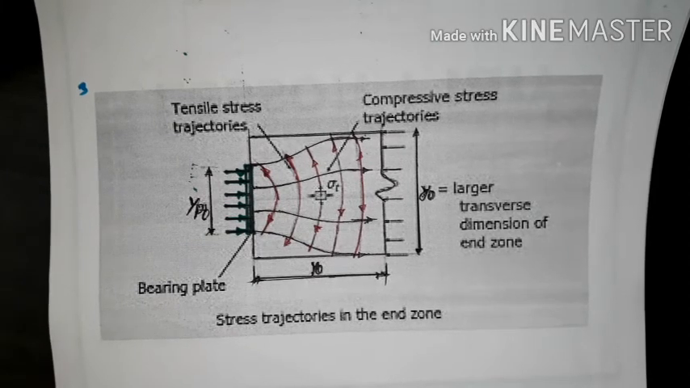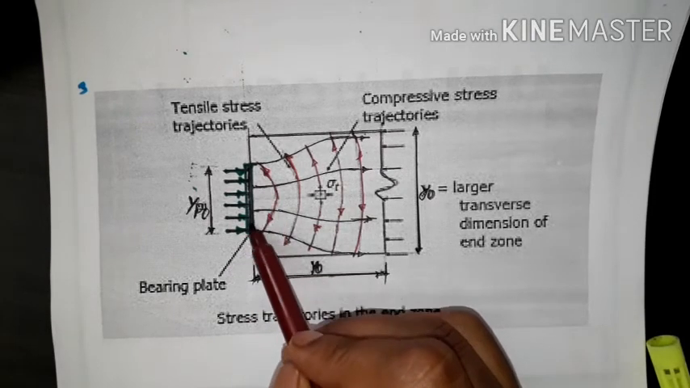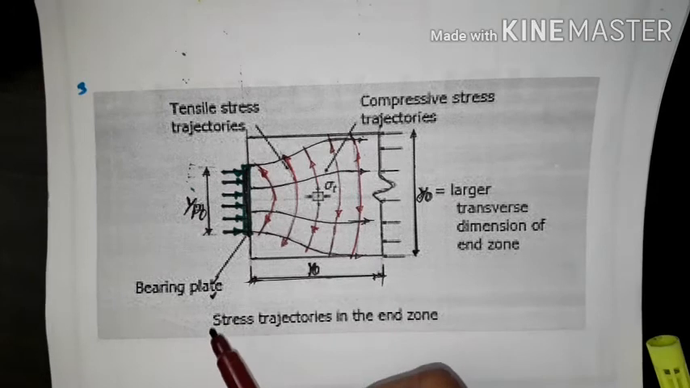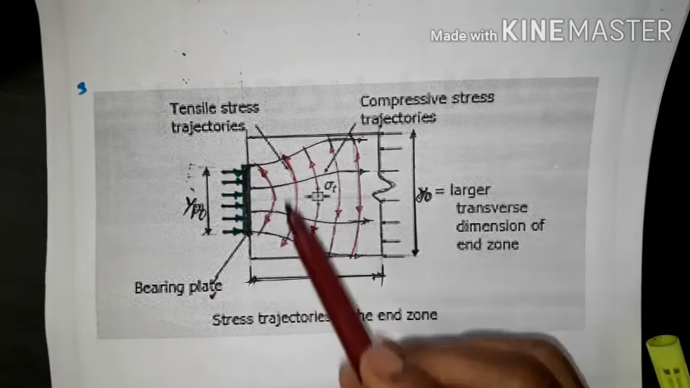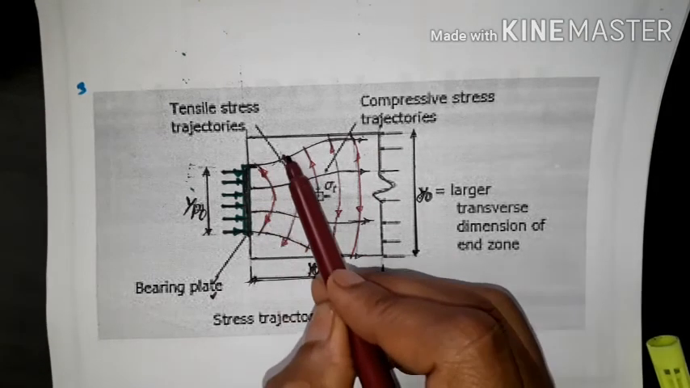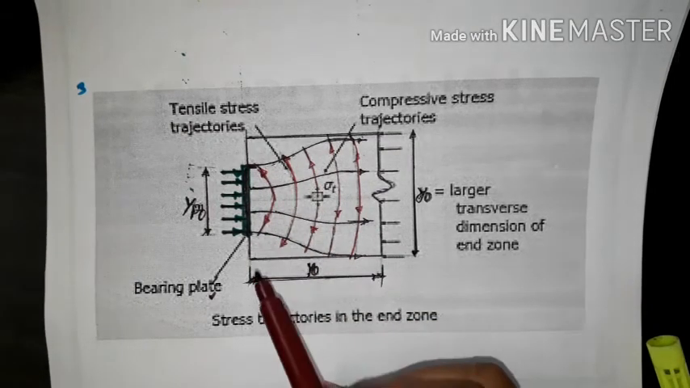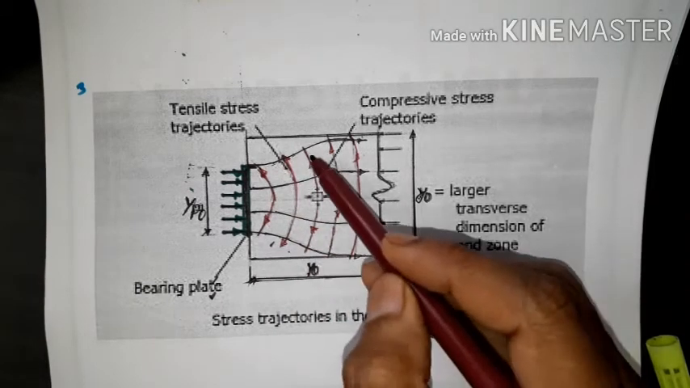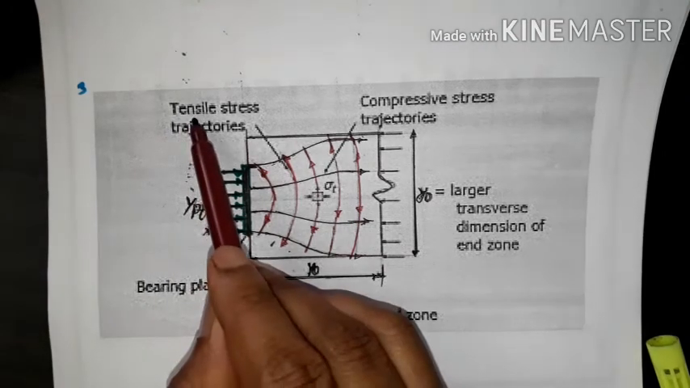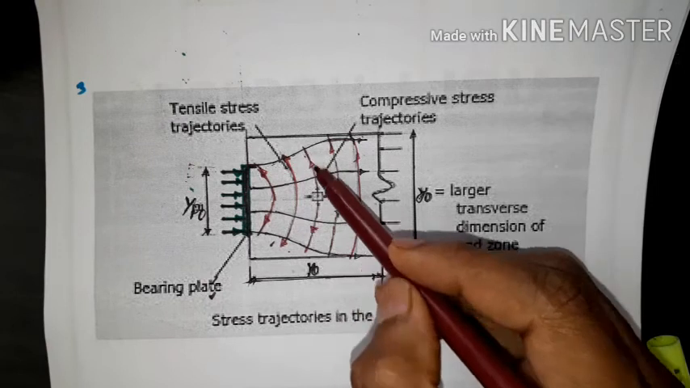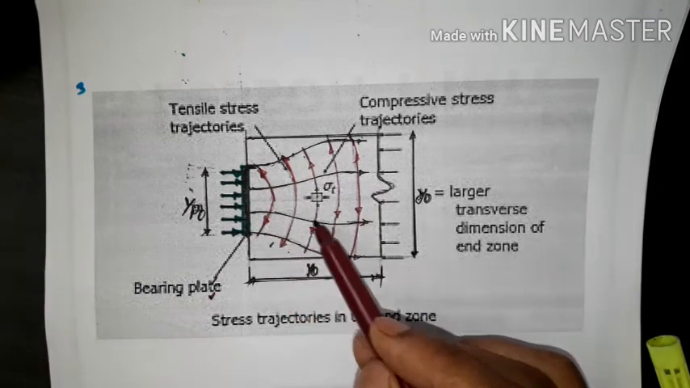So you can see here again we have the forces which are transferred over this bearing plate. Then the forces are transferred through this bearing plate to the concrete section. Now you can see the forces are in this direction, the convex and concave flow of the force, and the forces are in this direction also. So two kinds of stresses are developed here. One is tensile stresses, and these are compressive stresses.